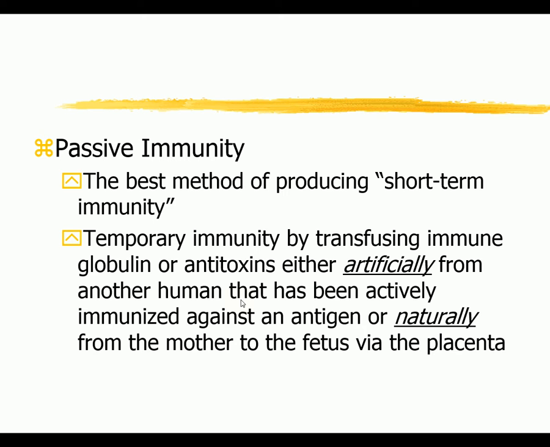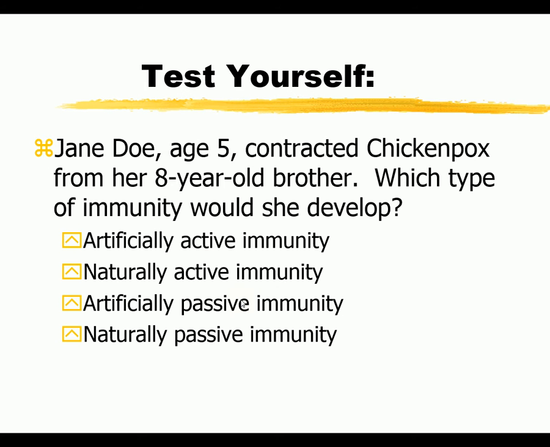Passive immunity is short-term immunity. Now this would be temporary if it's short-term. So you've got, again, artificially and naturally. Artificially is if you receive a transfusion of like immune globulin, antitoxins, anything like that, antiserums. If you're getting that from a host, from someone who's already developed antibodies in their blood to it, and you're getting it through a transfusion, then that's artificially passive. The other way that you can get it is naturally passive, and that's from mother to fetus via the placenta. So again, there will be several questions on your exam over this. So let's test ourselves. Alrighty then.